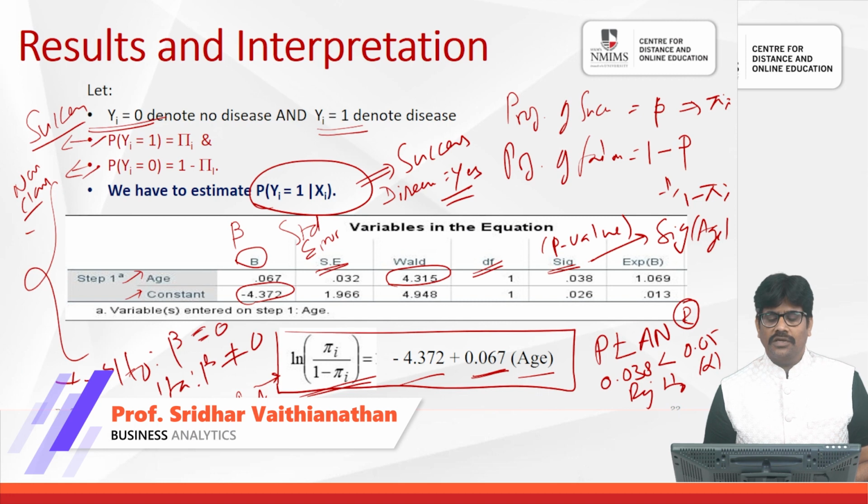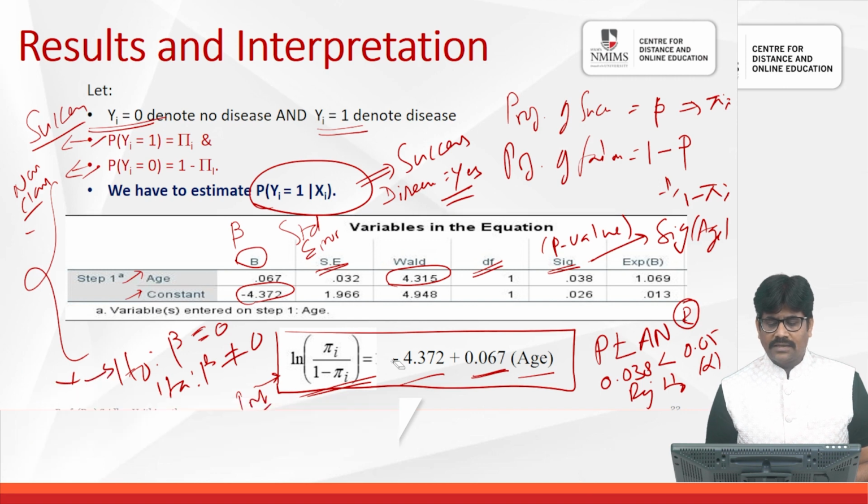So this is the equation, now we get it, right? ln of pi i divided by 1 minus pi i is equal to minus 4.372, which is my intercept, plus 0.067, which is my coefficient, into age, which is my independent variable. Now how to decode this relationship, we will move on.